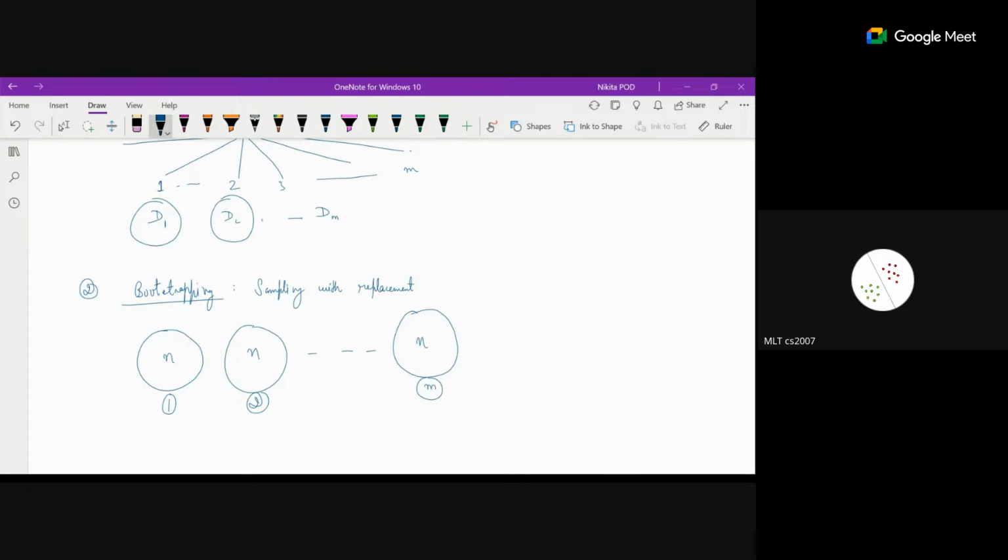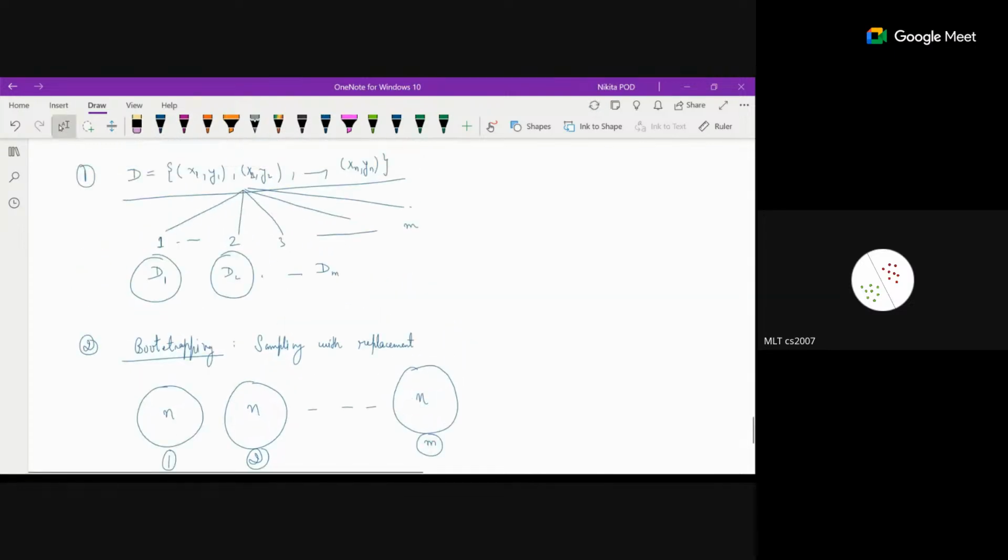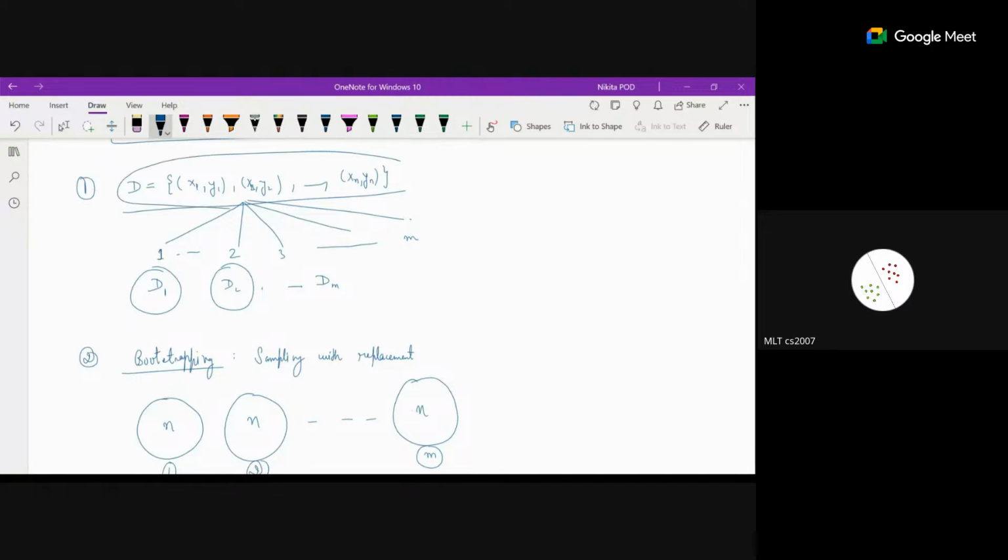How can we do it? Let's say I want n pairs of values in my first bag. From this data set, x1 to xn, I will pick out one data point. Let's call it capital X1, as the first value that I get, let's say it is x1.